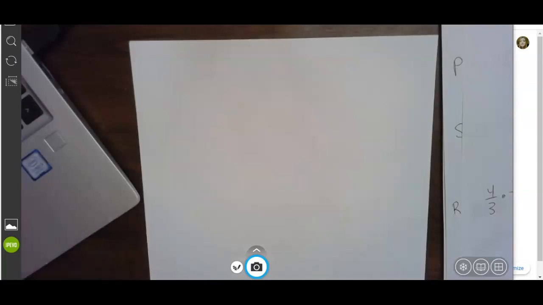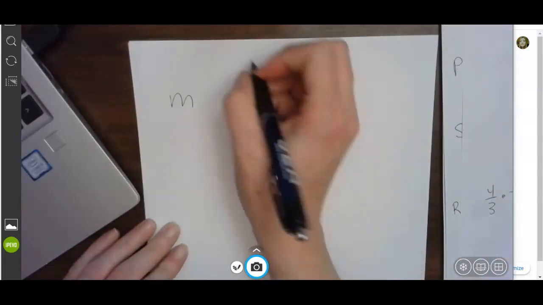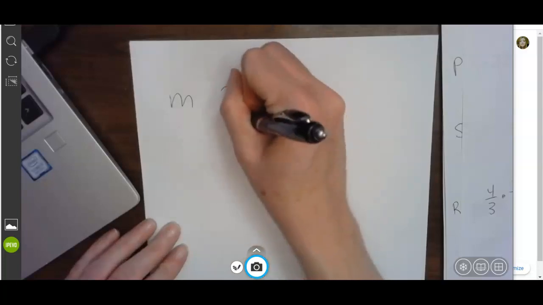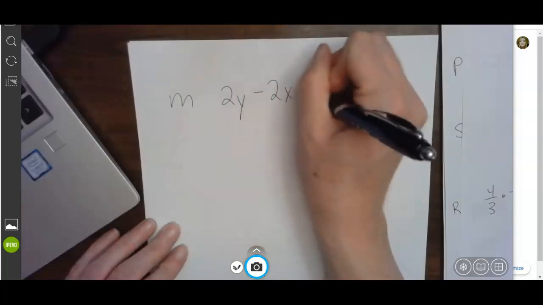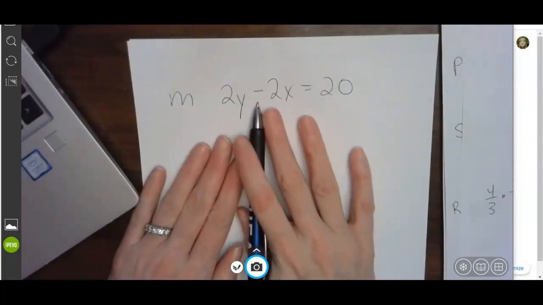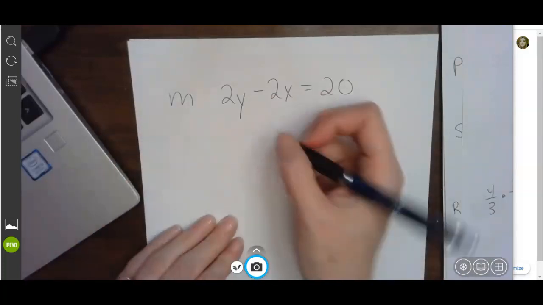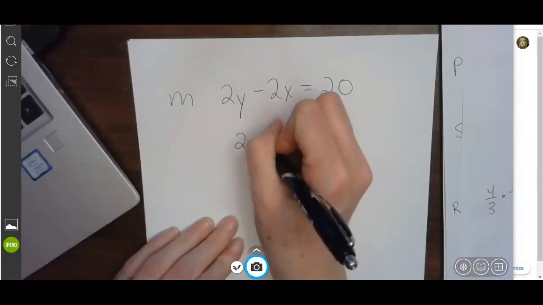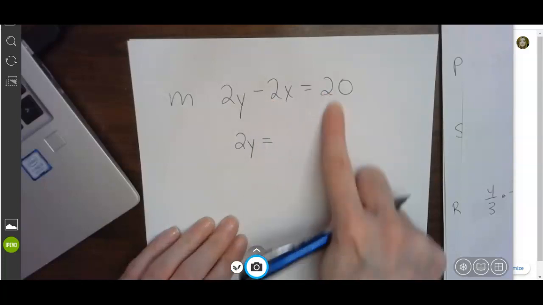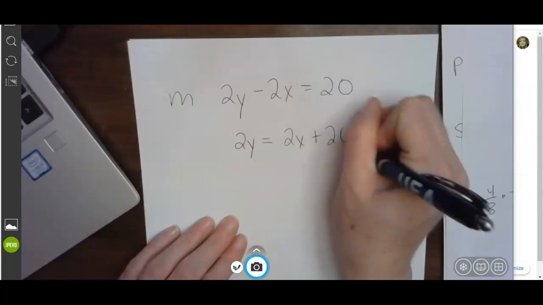Okay, another one I want to look at with you is the M. I messed up on it a while ago, so I redid this. M is 2y minus 2x is equal to 20, right? All right, let's look at this. The first thing we need to do is move this 2x over to here, to put it in the closest form that we can. So 2y is equal, and when we cross something, it becomes a positive, so 2x plus 20, right?